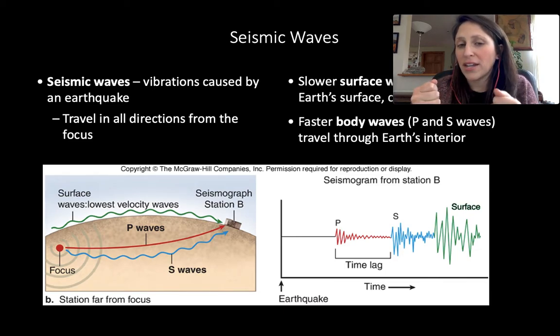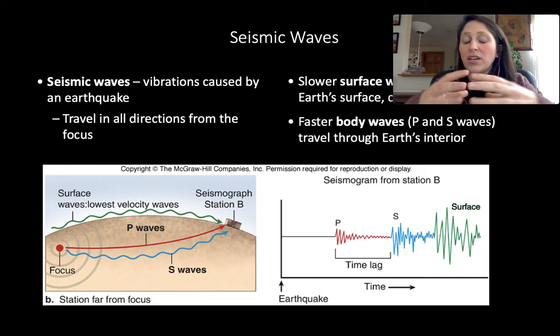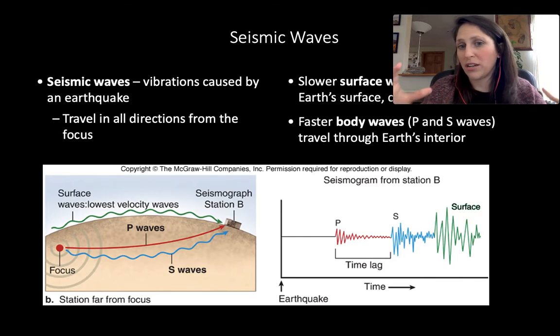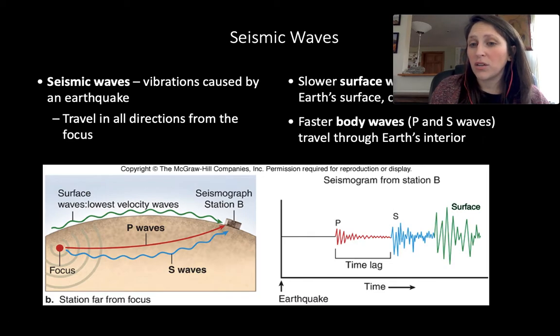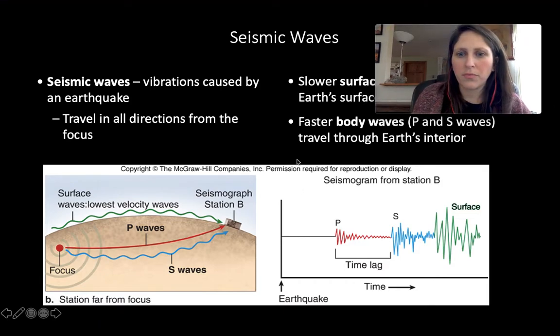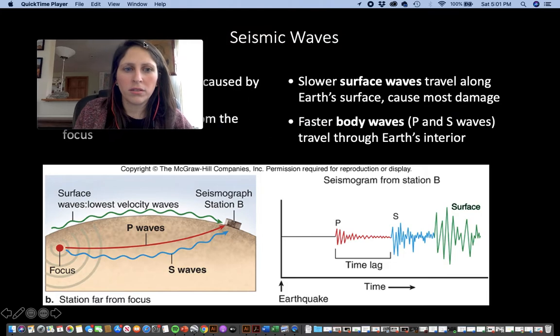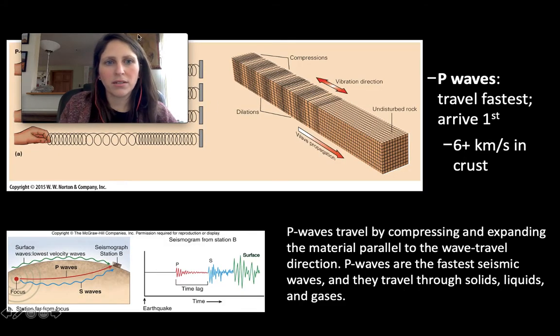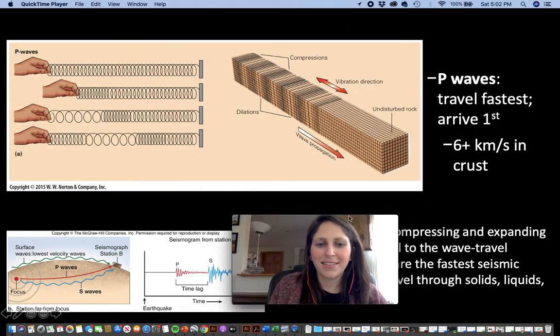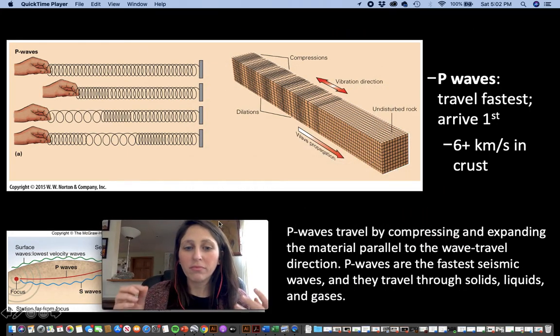You can imagine that happening also with seismic waves. You have this release of energy in the ground. You're going to have these vibrations coming out in all radial directions of that earthquake. And we'll have different types of seismic waves or releases of energy, and we'll go through each of those really quickly. So remember, they travel in all directions from the focus.